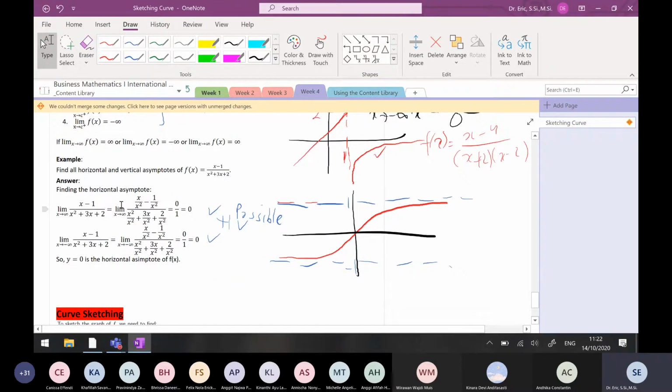Okay, yeah? So you know that x squared plus 3x, I can factor this out. x minus 1 divided by x plus 1, x plus 2. So you have this. Okay, yeah? You can guess the vertical asymptote is given by minus 1 and minus 2, and that is correct. Okay, yeah? Finding the vertical asymptote.